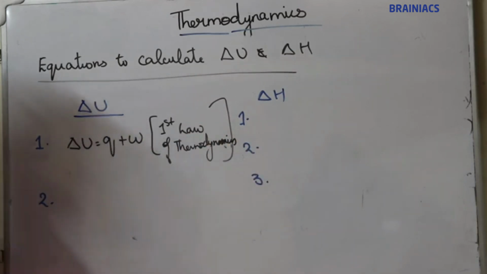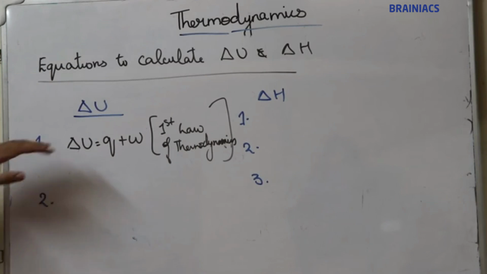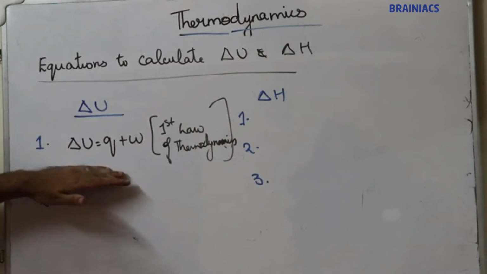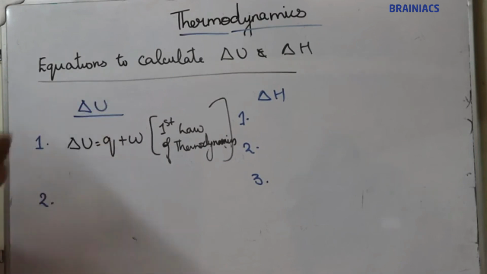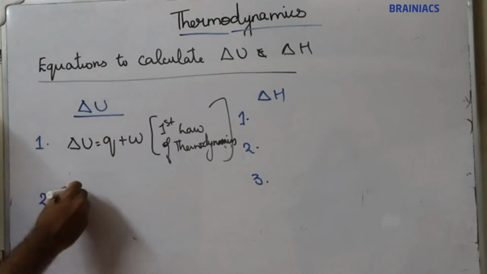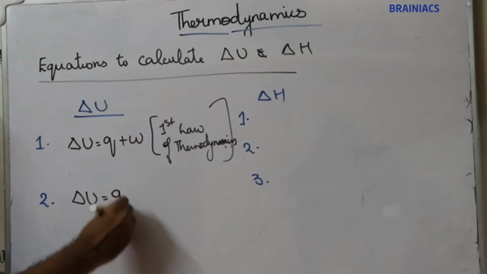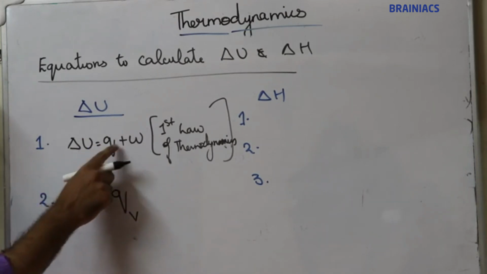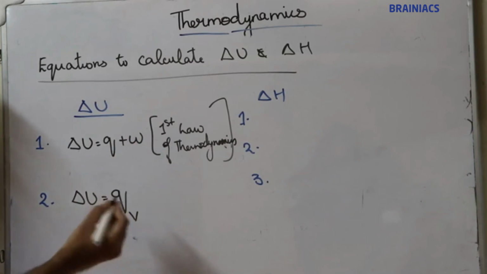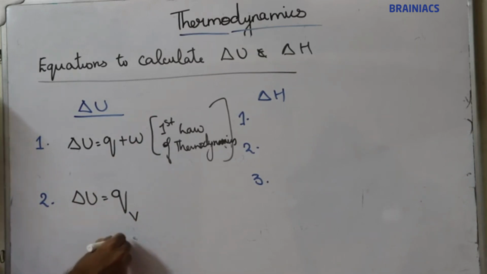Dynamics. So this is the first equation we discussed, and this equation is used to calculate delta U. And the second equation is delta U is equal to QV. That is, delta U is equal to QV when volume is constant. I don't know if you remember, W is equal to minus P external into delta V.